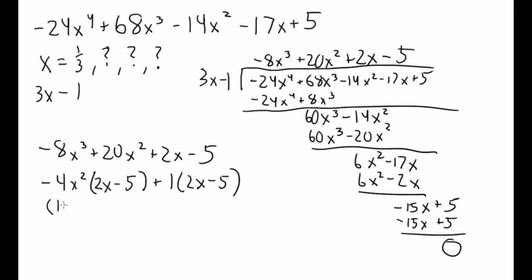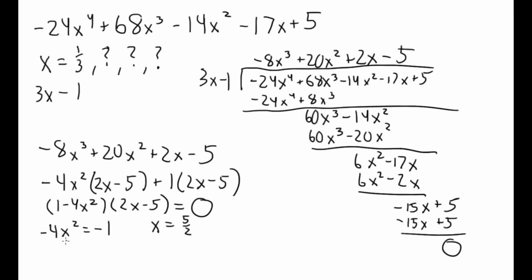So now we have terms here of 1 minus 4x squared and 2x minus 5. This is, of course, set equal to 0 if we're finding roots. So 2x minus 5 set equal to 0. X will be 5 over 2. 1 minus 4x squared set equal to 0. Well, this is a little bit different. If 1 minus 4x squared is 0, then we move the 1 to the other side. Negative 4x squared will equal negative 1.